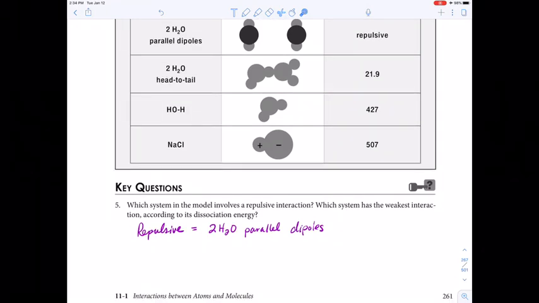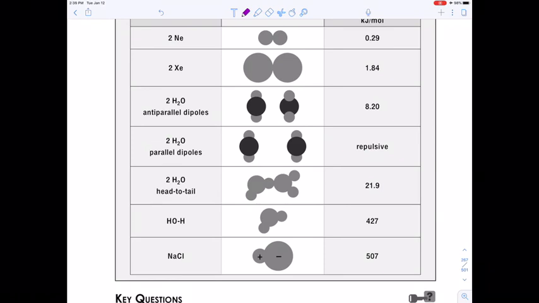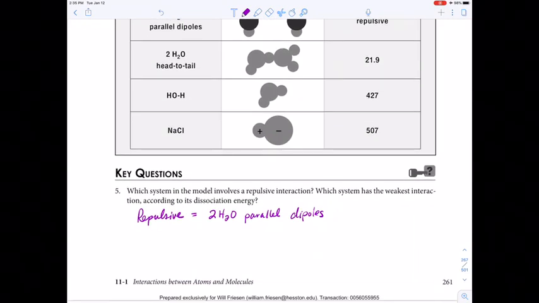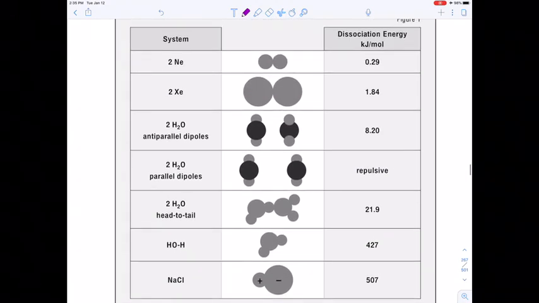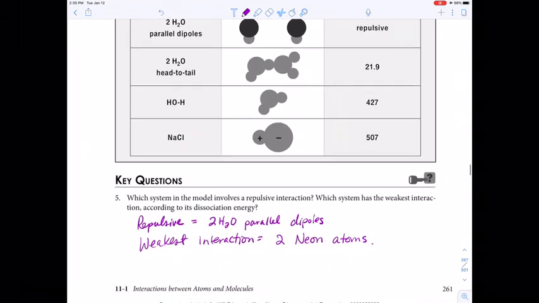Okay, which system has the weakest interactions according to its dissociation energy? So repulsive, but then weakest after that would be what we find right up here, the two neon molecules, or atoms. The weakest interaction equals two neon atoms. So they have the smallest dissociation energy, so that means it requires the smallest amount of energy to separate them.